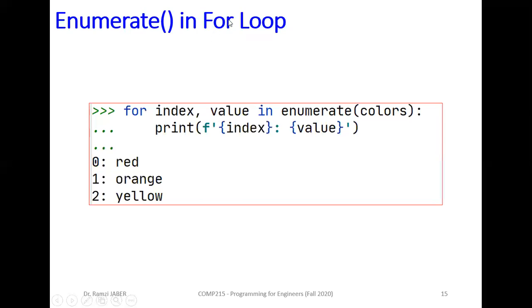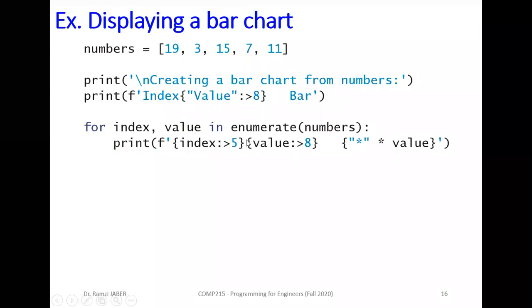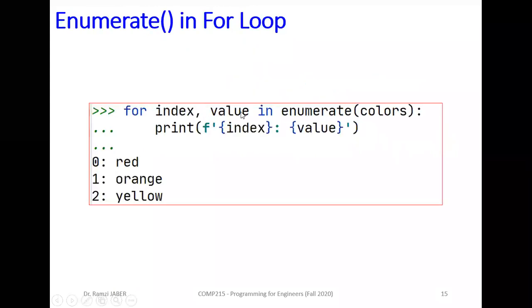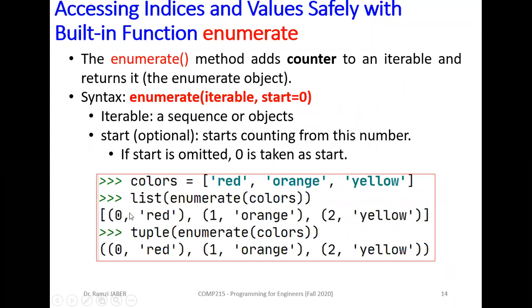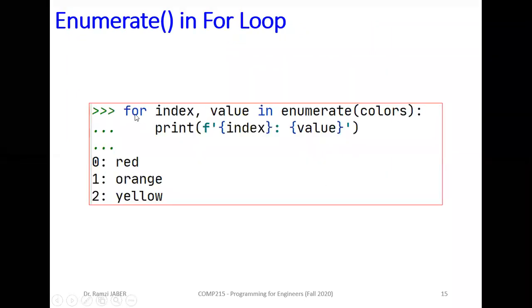We can use enumerate in a for loop. Example: for index, value in enumerate(colors). Here we put two variables, index and value. As you can see, enumerate of colors gives us two-element tuples: 0, value; 1, value; 2, value. So in the for loop we have two elements matched by two variables. It's done.